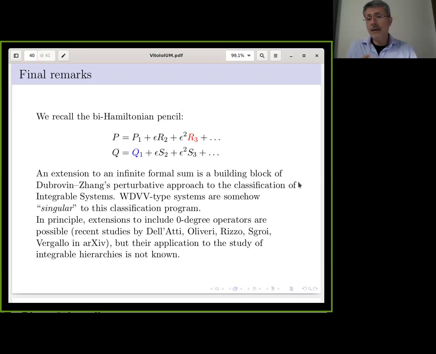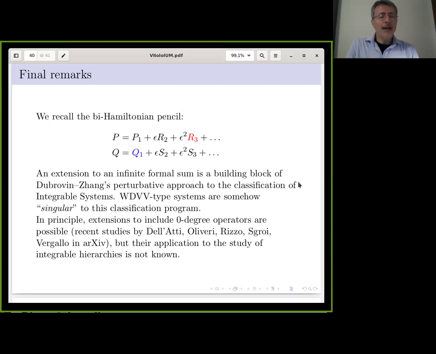It is inspired by finite dimensional analysis. But they always assumed that Q1 and P1 are non-zero, so they exist and they are perturbed. While we are in a completely different situation with these WDVV systems, they are somehow singular because the pencil starts in one of the two instances from a higher order operator.